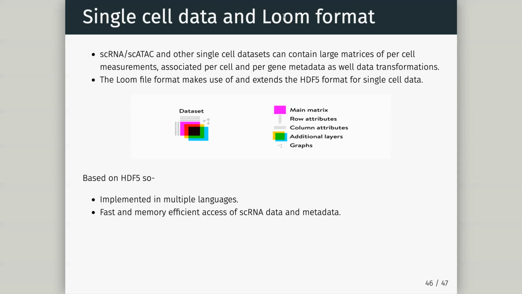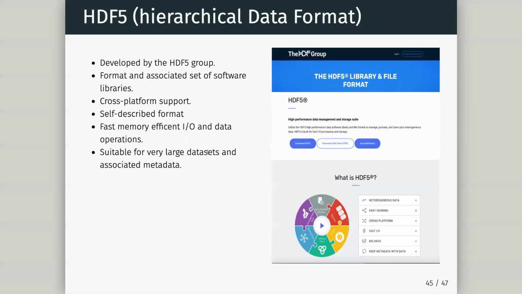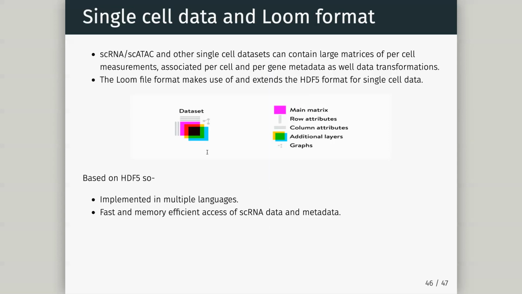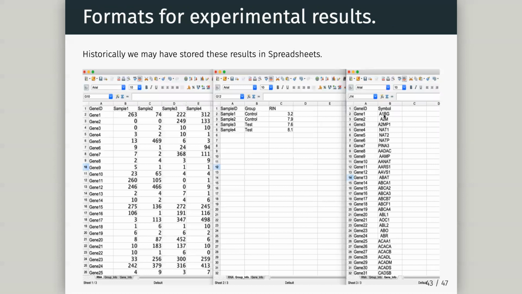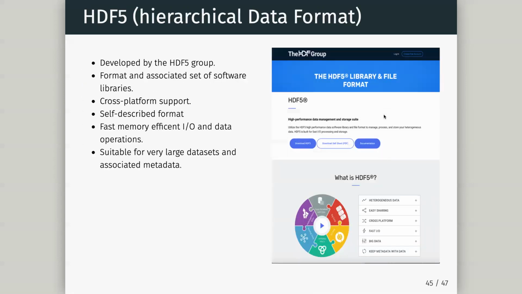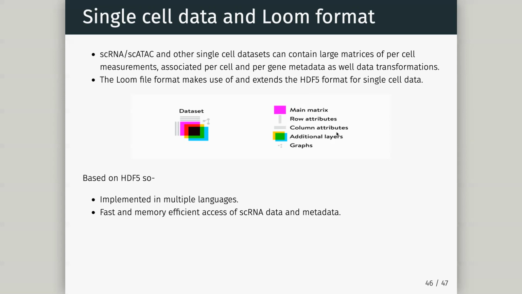So Loom format is an extension of HDF5. So it's effectively HDF5 with some rules built around single cell. Okay? And it allows you to store the main matrix, so the counts, cell to gene, row attributes, such as my gene IDs and symbols and information there, column attributes. This is typically sample names and sample attributes, graphs, and if anyone's done single cells, things like UMAPs and the connection between them, and any additional layers.